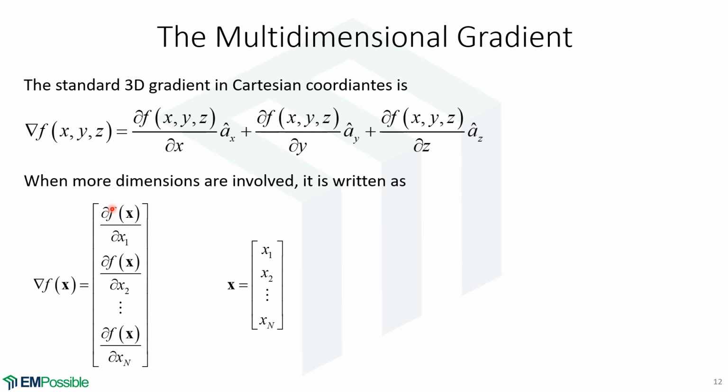The partial derivative of the scalar function with respect to x1, and when it's in this first position, that means it's in the x1 direction. Then we have the partial derivative of the scalar function with respect to x2. It's in the second position, that's the x2 direction, and so on. And we can do this for any number of dimensions. So that's the multidimensional gradient.